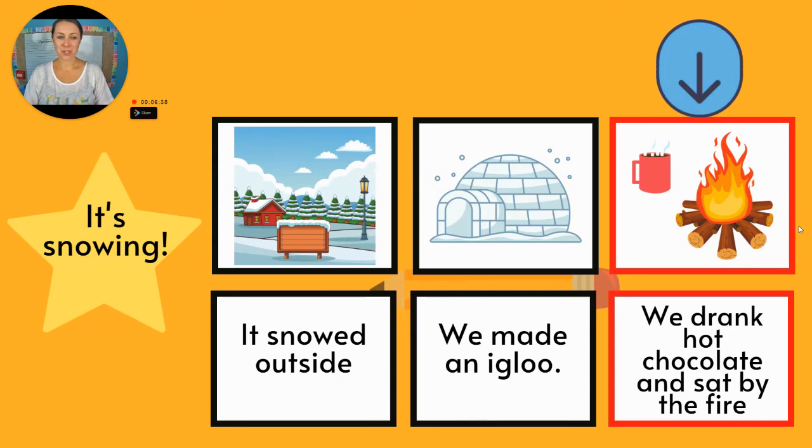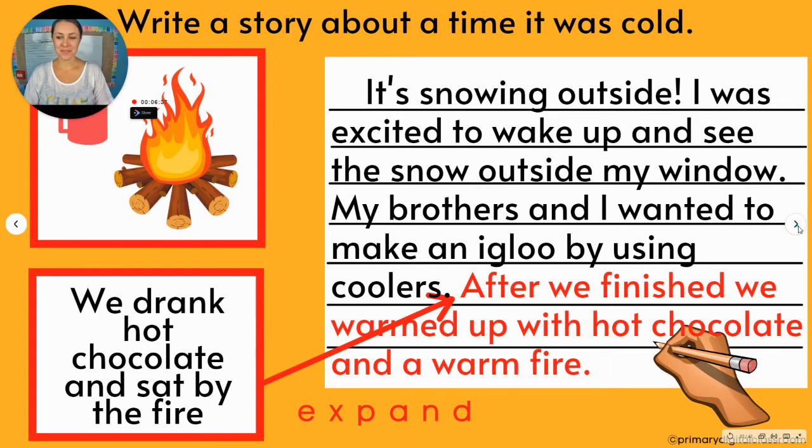And then we have that third one. We drank hot chocolate and sat by the fire. Expanding. After we finished, we warmed up with hot chocolate and a warm fire. Okay, I'm expanding it. I'm adding details. So go ahead and pause the video. Make sure you have your whole paragraph written. When you're ready to write your ending sentence, go ahead and click that play button.